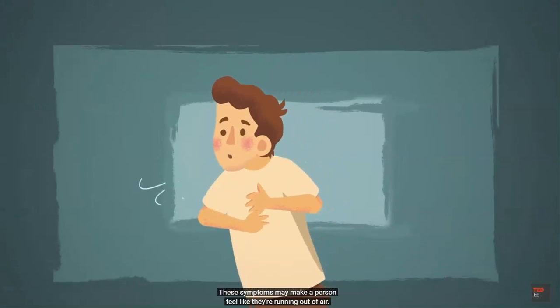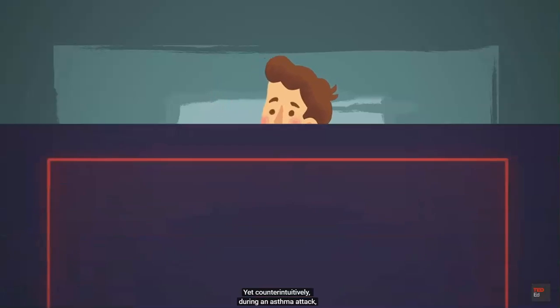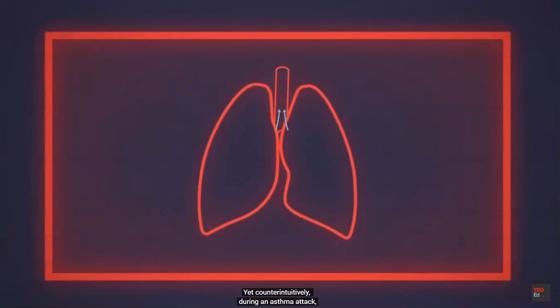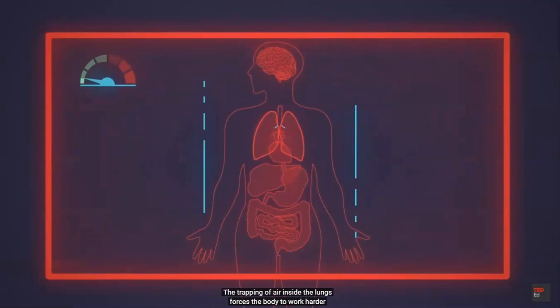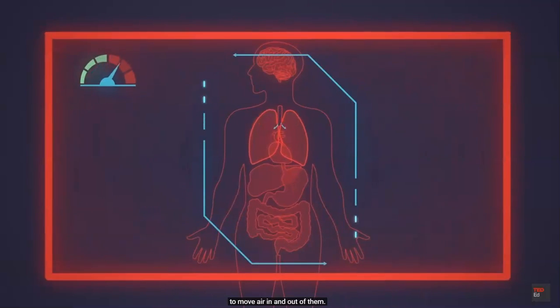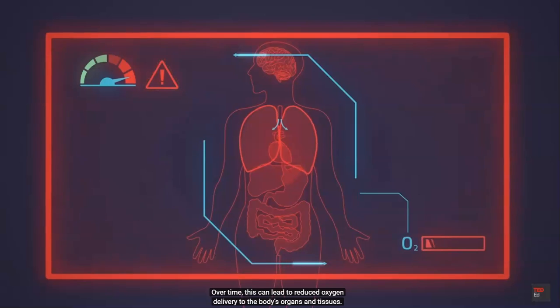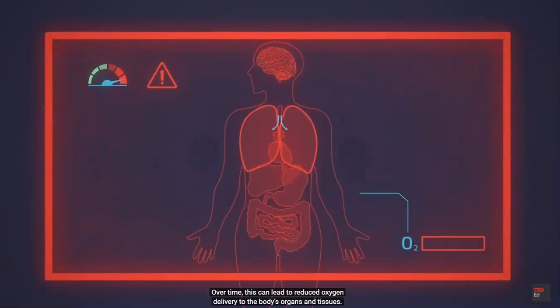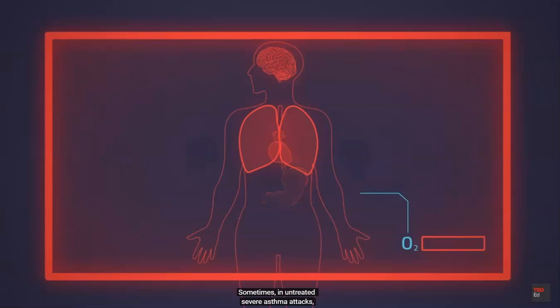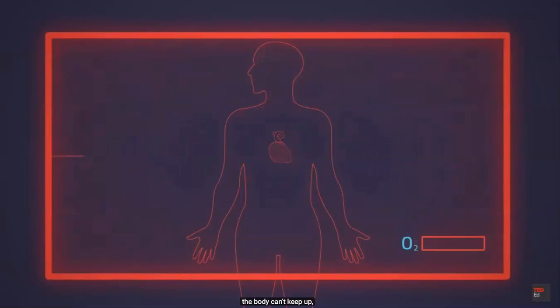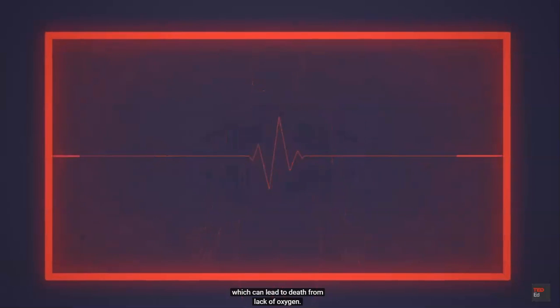These symptoms may make a person feel like they're running out of air. Yet counterintuitively, during an asthma attack, the inflammation can make it harder to exhale than inhale. Over time, this leads to an excess of air in the lungs, a phenomenon known as hyperinflation. The trapping of air inside the lungs forces the body to work harder to move air in and out of them. Over time, this can lead to reduced oxygen delivery to the body's organs and tissues. Sometimes, in untreated severe asthma attacks, the body can't keep up, which can lead to death from lack of oxygen.